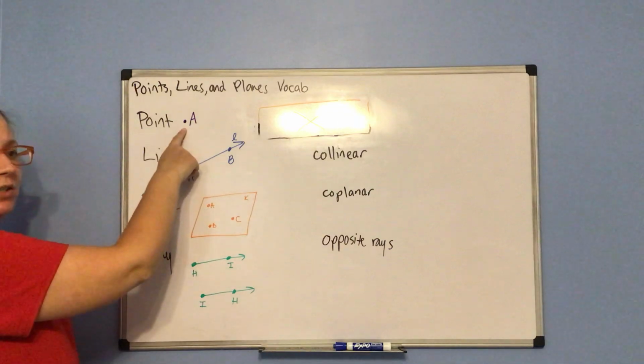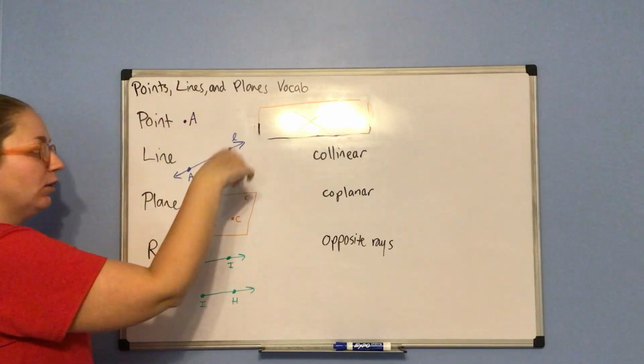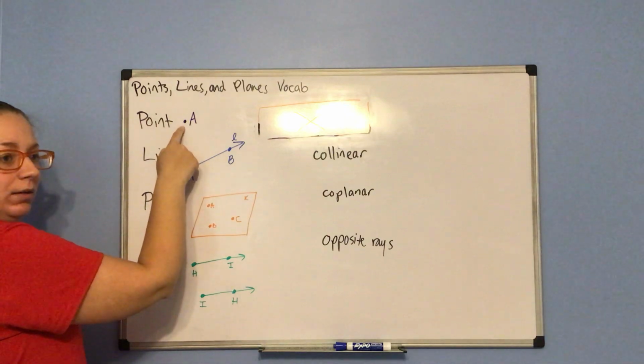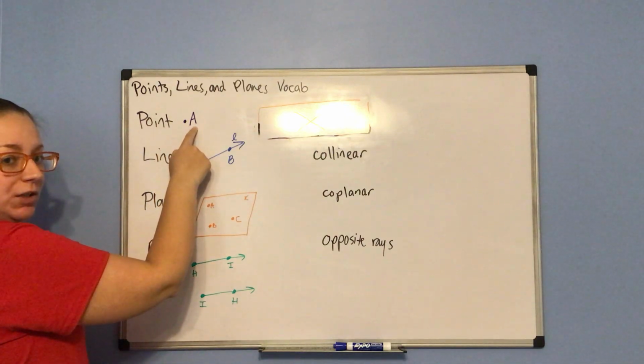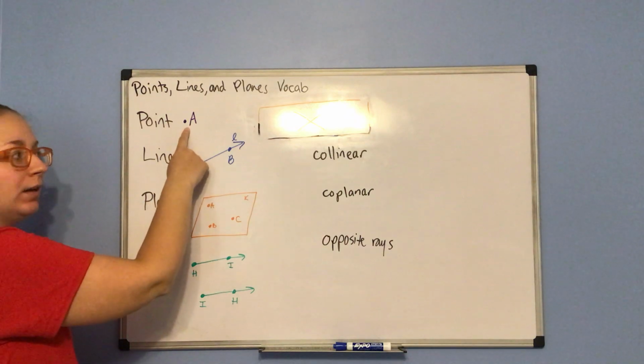So a point is just a point in space. One singular point. We denote it with a little dot, and there's usually a letter next to it as its label or name. So the way we would read this purple point right here is we would say point A.